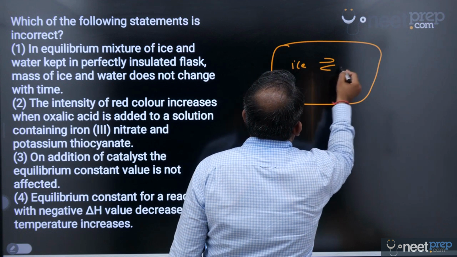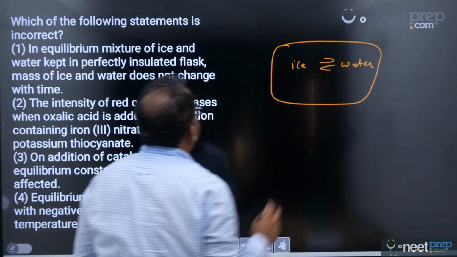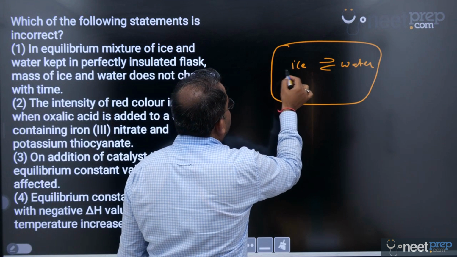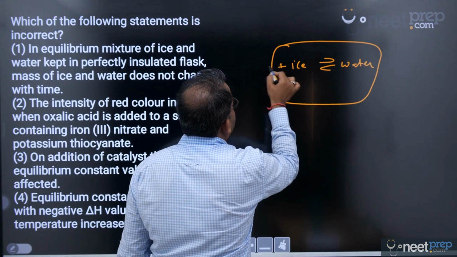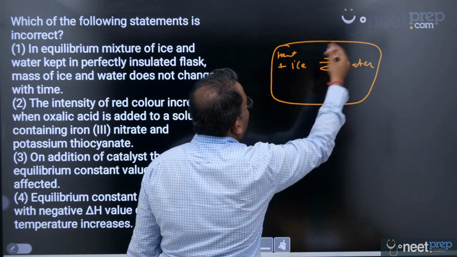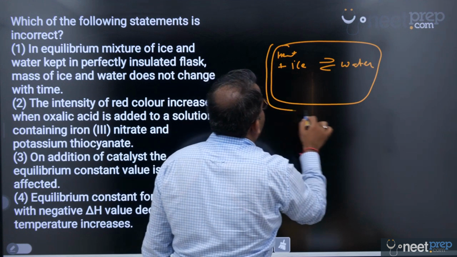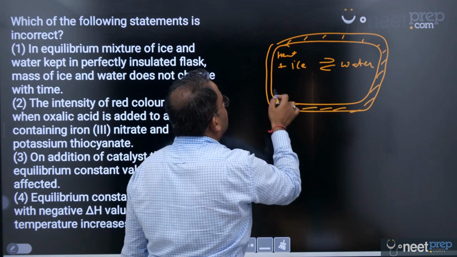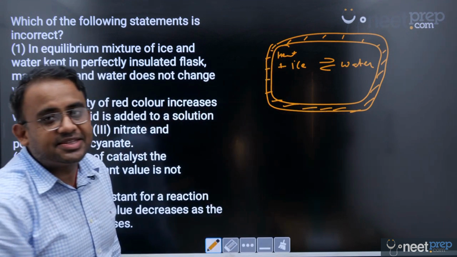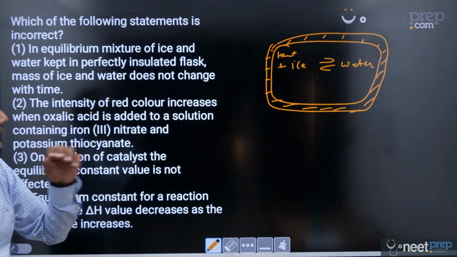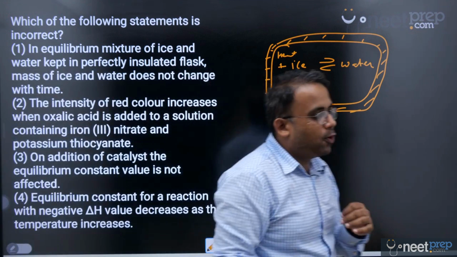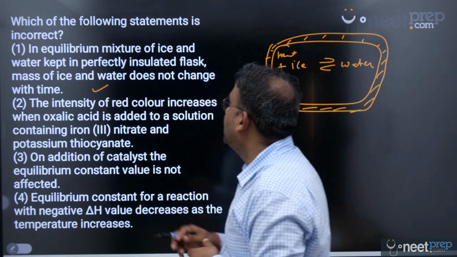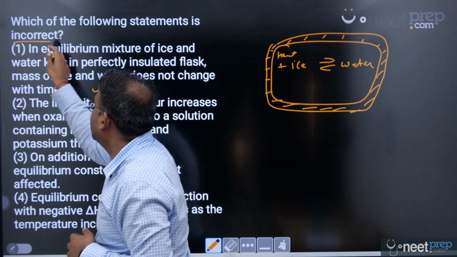Ice in equilibrium with water. So this is my case. As melting of ice requires heat energy, this process will be endothermic, plus some heat energy to move in the forward direction. But as the flask is insulated, there is no exchange of heat energy between system and surrounding, which means that the quantity of ice and water at equilibrium will remain constant. So it is a correct statement. What am I looking for here? Oh, the incorrect one.